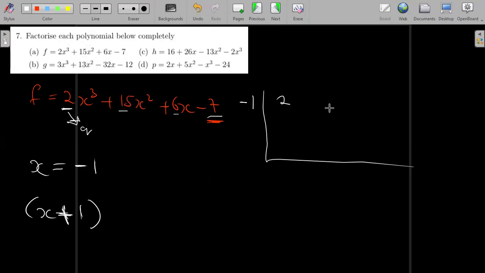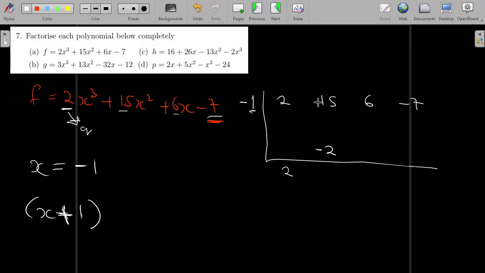That's going to be 2. We have for the x squared, which is 15, and for x is just 6. Then I have -7. So just like that. And then here, what do I do? You always drop this one first. The first one, you just drop it the way it is. So you get 2 here. Then you multiply this 2 by this number, which is here, which is -1, to get your next value here. And that will give you -2. So 2 times -1 gives me -2.